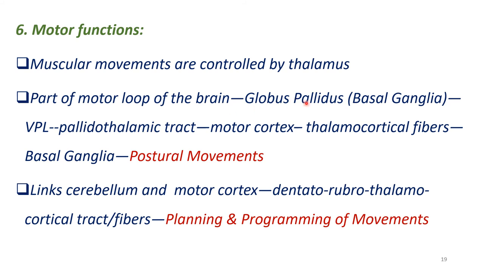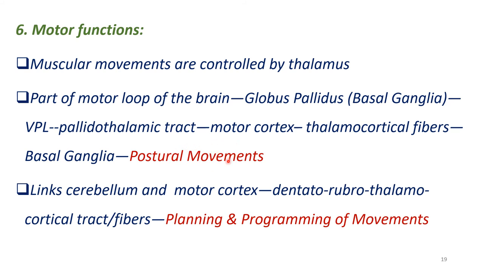That is, the globus pallidus, a part of the basal ganglia, sends impulses to the VPL nucleus of the thalamus via the pallidothalamic tract, and then the thalamus, via the thalamocortical fibers, sends its impulses to the motor cortex. Then again the basal ganglia sends its impulses to the VPL nucleus via the pallidothalamic tract. It forms a type of motor loop: impulses going from the globus pallidus to the thalamus, to the motor cortex, then basal ganglia, then again to the VPL nucleus. So it plays a role in the postural movements.